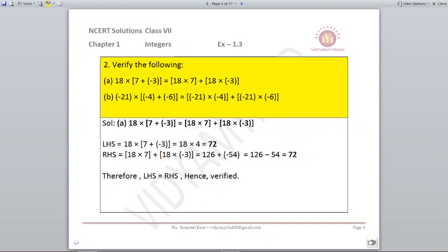Let's do the right hand side. It is 18 multiplied by 7, that is 126, and 18 multiplied by minus 3. 18 multiplied by minus 3 means my answer should be minus 54. Now another thing over here is there is plus also and there is minus also. Plus minus is always minus. So 126 minus 54, my answer comes to 72. In both the cases it is the same, so I can say that my left hand side is equal to right hand side.